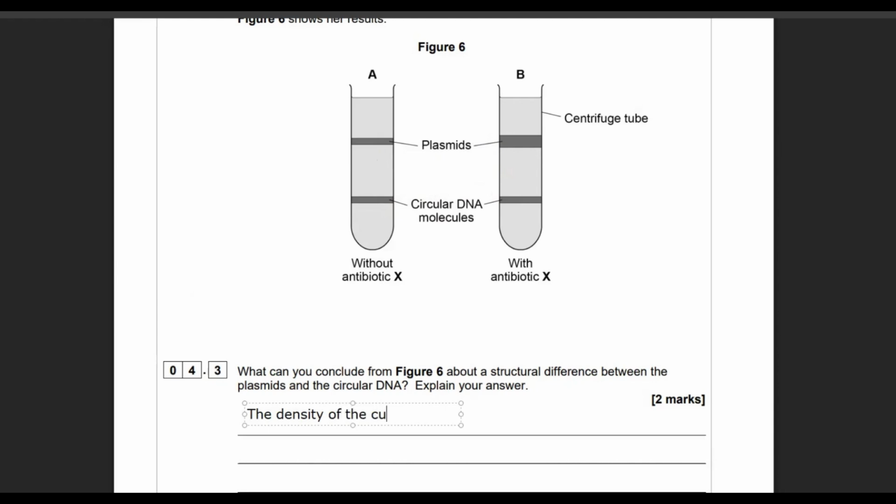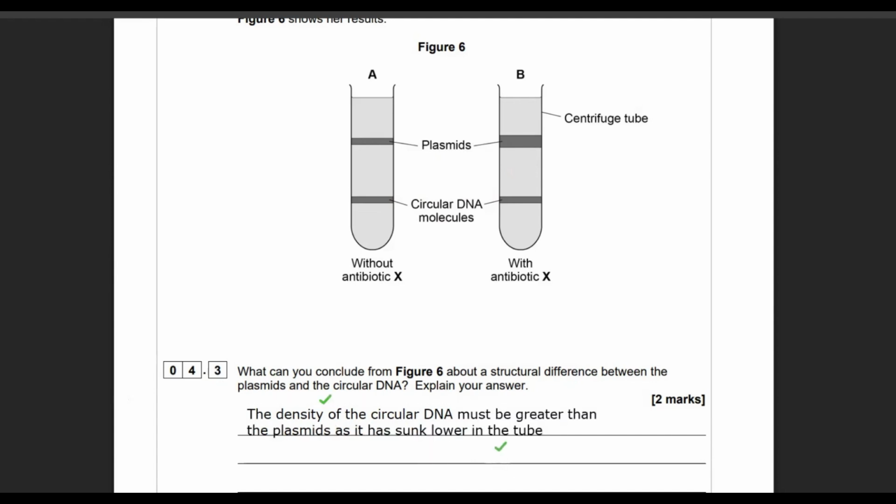So you can see the thick. What can you say about the plasmids? Sorry, I was going to talk about the thickness. What can you say about the plasmids in relation to the circular DNA in both tubes? So in both tubes, the circular DNA is where? It's at the bottom of the tube. The plasmids are at the top. What does that tell you about the density of the plasmids in comparison to the density of the DNA?